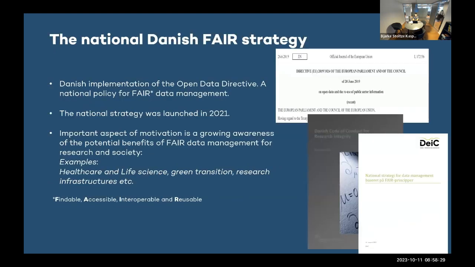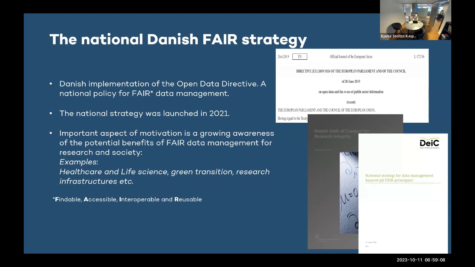So I think there are several motivational drivers for the National FAIR Data Management strategy, but I believe that two is of special importance, and one is the Open Data Directive. So this, from the ministerial point of view, the work with a strategy for FAIR data management is a national implementation of the Open Data Directive. I think that's important from our point of view, that this is a way to implement the directive.